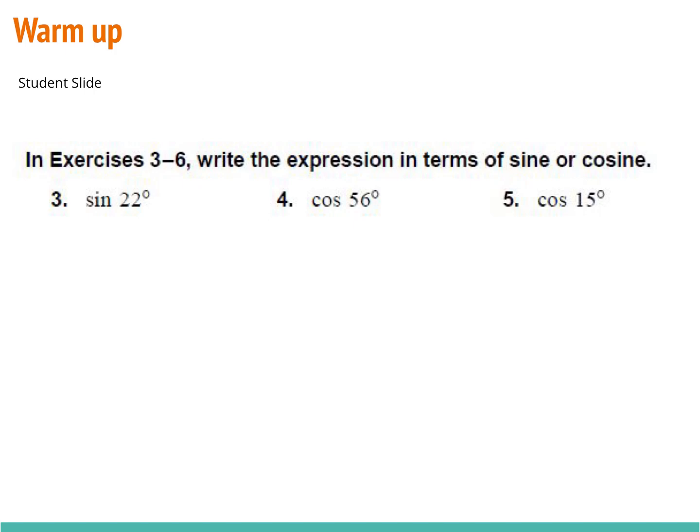So sine and cosine are complementary angles. In order for you to solve this one, write an expression in terms of sine or cosine. If it's sine, I'm writing it in terms of cosine, and then subtract 22 from 90.